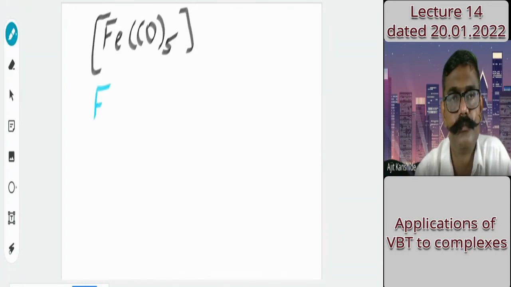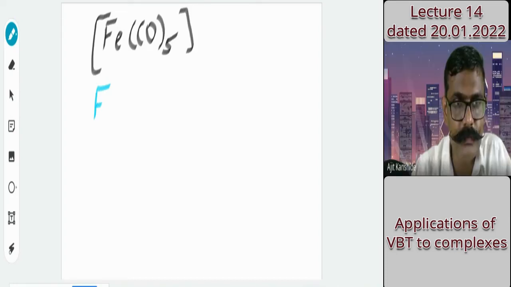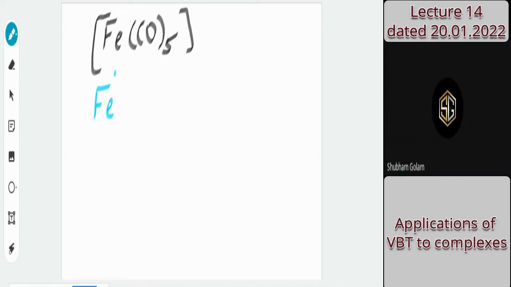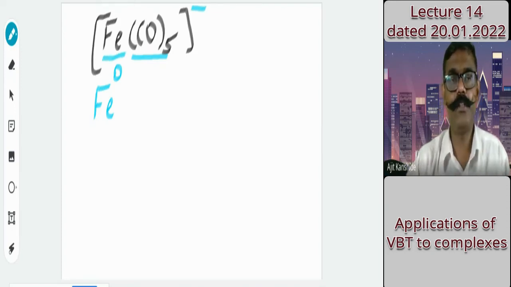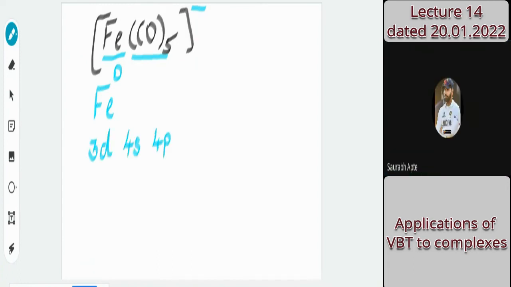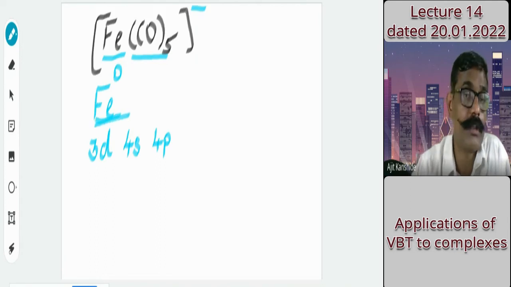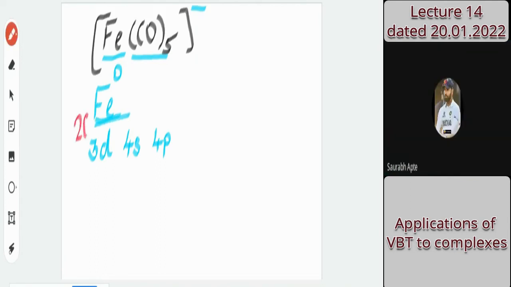Which central metal ion is present? Iron. Charge? 0. Because carbonyl carries no charge, and the complex also carries no charge, so iron also will carry no charge. Fe 0. Ferrum 0. Electronic configuration: 3d8 4s2. What's the atomic number of iron? Ferrum, atomic number? 26.